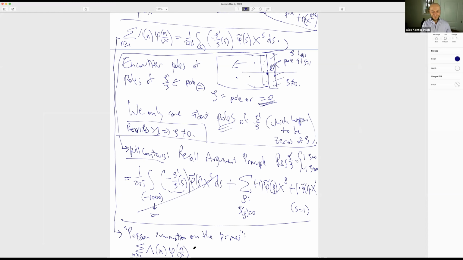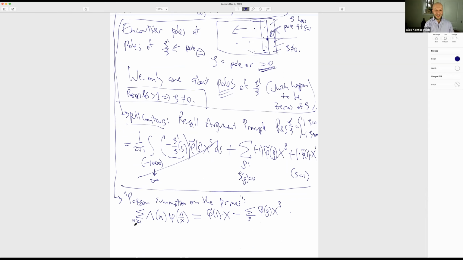And that is equal to x to the 1 times phi hat of 1 plus a sum over all the zeros of the zeta function. I guess minus, I can put the minus sign here, minus phi tilde of rho times x to the rho. And this is a sum on primes. And this is the dual sum, dual sum on zeros.